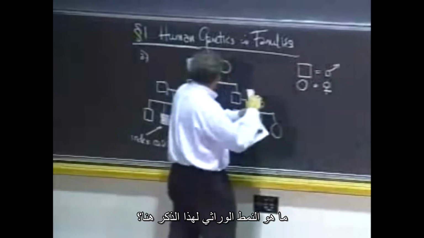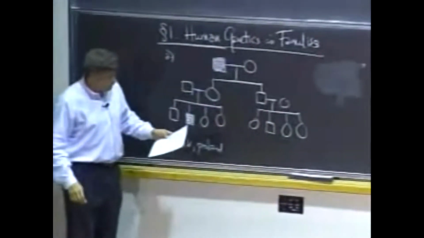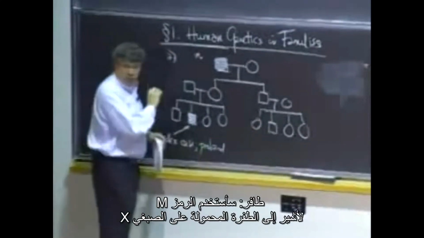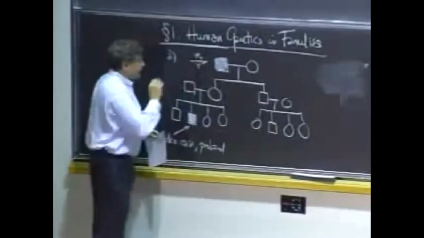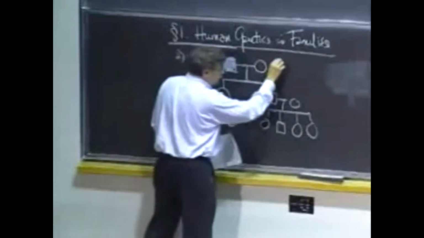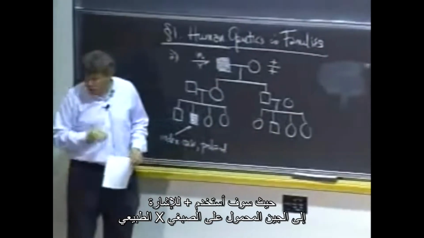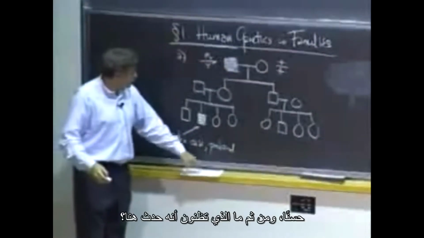You think that this represents sex-linked inheritance. So what would the genotype be of this male here? Mutant, I'll use M to denote a mutant carried on the X chromosome, and a Y on the opposite chromosome. What's the genotype of the female here? So it's plus over plus, where I'll use plus to denote a normal gene carried on the normal X chromosome. Okay, and then what do you think happened over here?